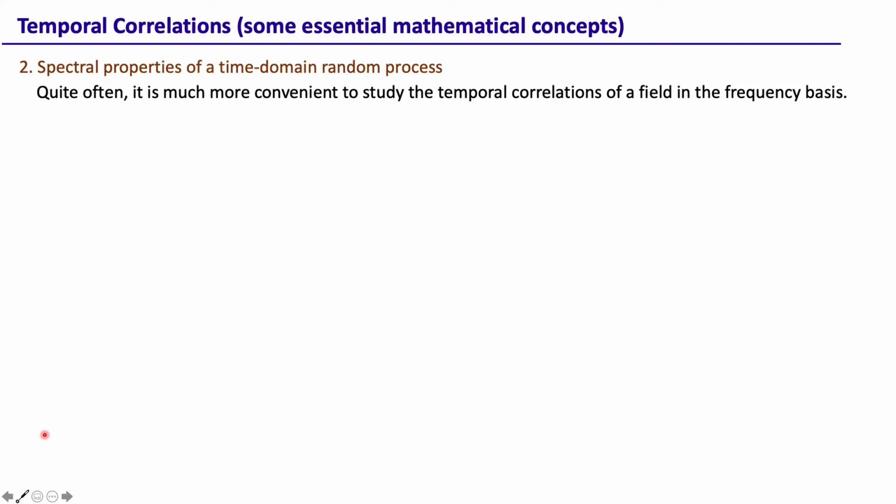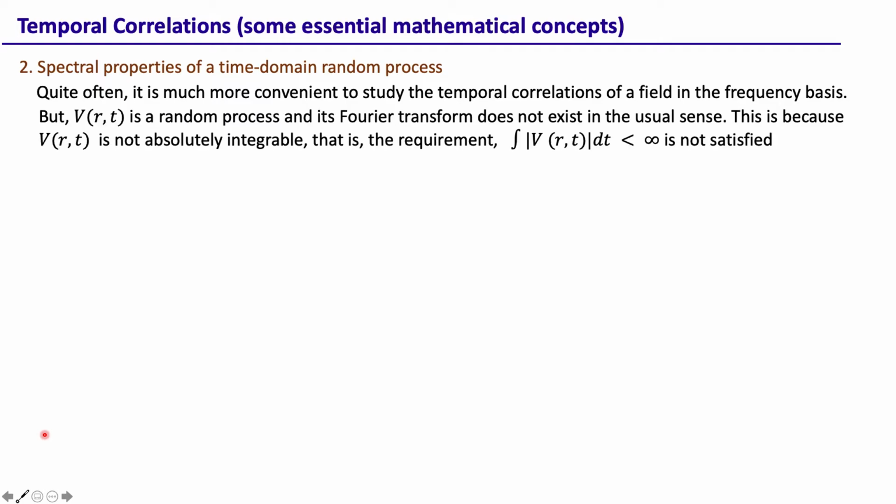Now, the other concept we want to look at is the spectral properties of a time domain random process. This is motivated by the fact that quite often it is much more convenient to study the temporal correlations of a field in the frequency basis. Time and frequency are conjugate bases, just that sometimes it is easier to do things in time, sometimes it is easier to do things in frequency. This is the same as the coordinate transform. Sometimes it is easier to do things in Cartesian, sometimes it is easier in spherical, cylindrical, and so on. So, this is just that.